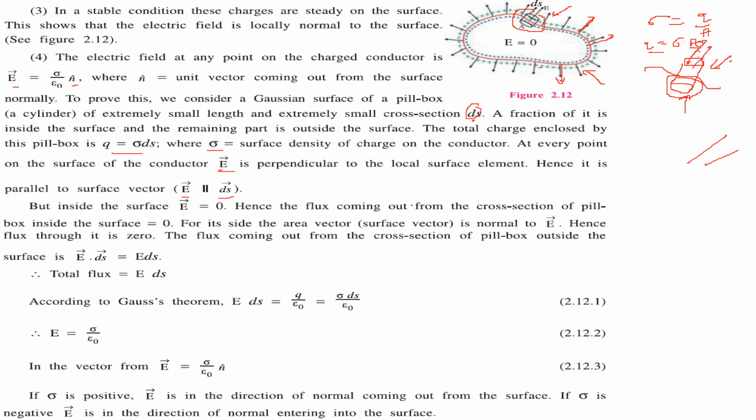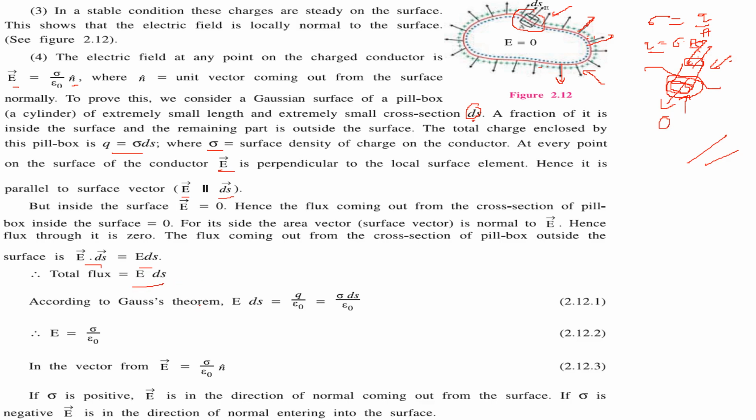So the flux coming out from the cross section of this pill box inside the surface will be zero. From its side, the area vector is normal to E, so the electric flux through it will be zero. The flux coming out of the cross section of the pill box outside the surface will be E dot ds, which is E ds. The total flux will eventually be E dot ds only.